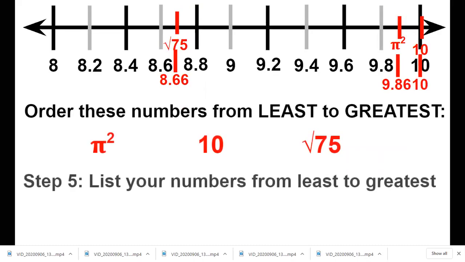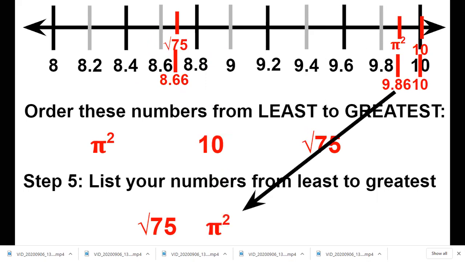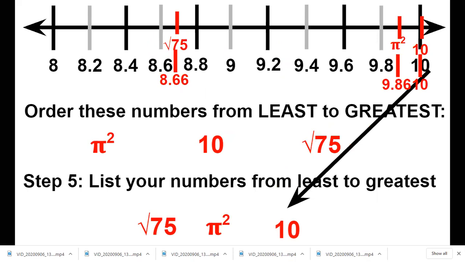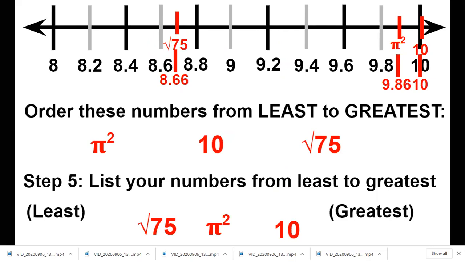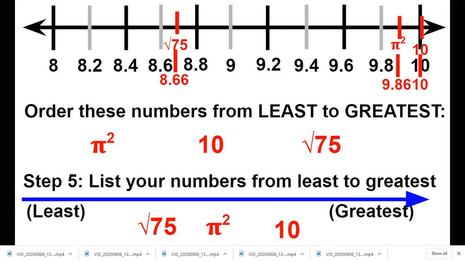Order the numbers, so list them. Least is first, so square root of 75. Then pi squared, and then 10. There they are from least to greatest. Least to greatest. Going from left to right.